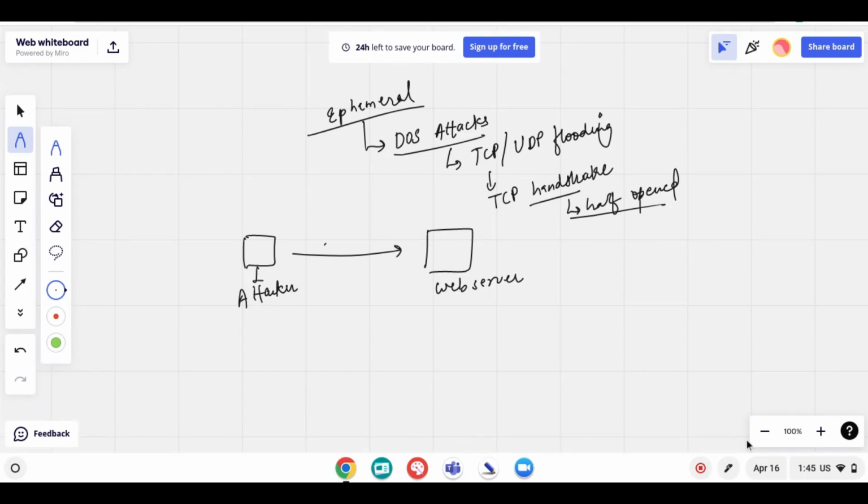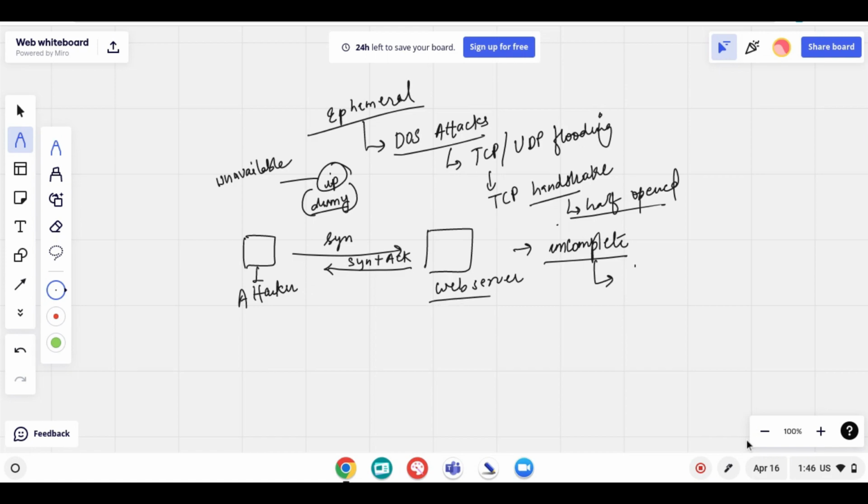Now what the attacker does is that while sending the SYN packet, he adds a dummy IP address which is no more reachable, which is completely unavailable. So when the server sends the SYN plus ACK, this particular IP address is completely unavailable. Because of that, the session is incomplete, and they cannot perform the TCP complete handshake as I already discussed over here.